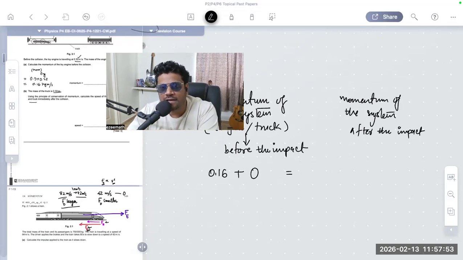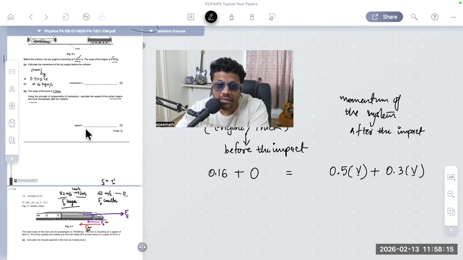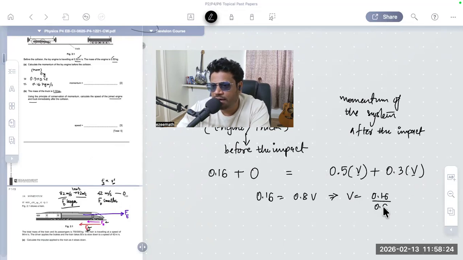The mass of the engine is 0.5. The velocity of it, we don't know. The mass of the truck is 0.3, and the velocity of it, we don't know after the impact, but pay attention that the velocities are the same for both the objects because we know they have joined together. And that's how you solve for the velocity or the speed that they are asking for. So 0.16 is going to be these two added, 0.8 into v. So you get velocity equals 0.16 divided by 0.8, and that's going to be 0.2 meter per second.